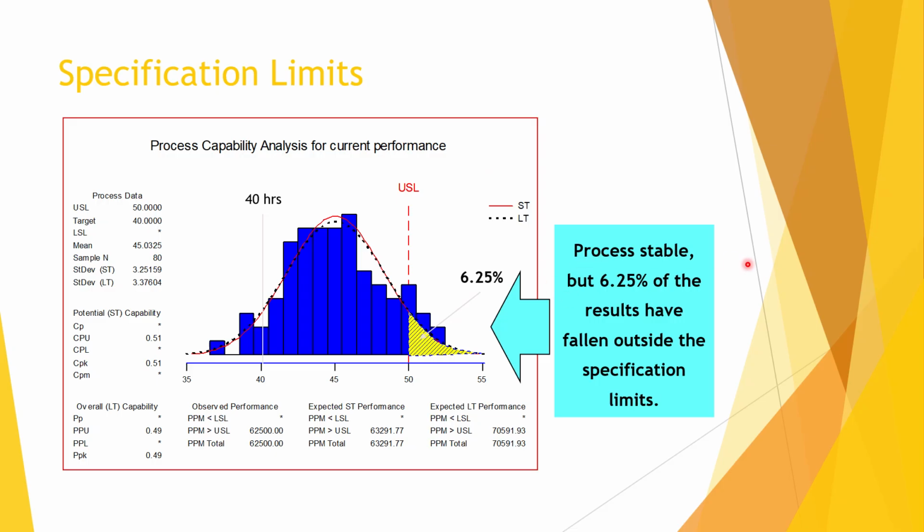Process stable, but 6.25% of the results have fallen outside the specification limits. So let's take a very careful look at this. Do you see this in yellow? These are all data points.